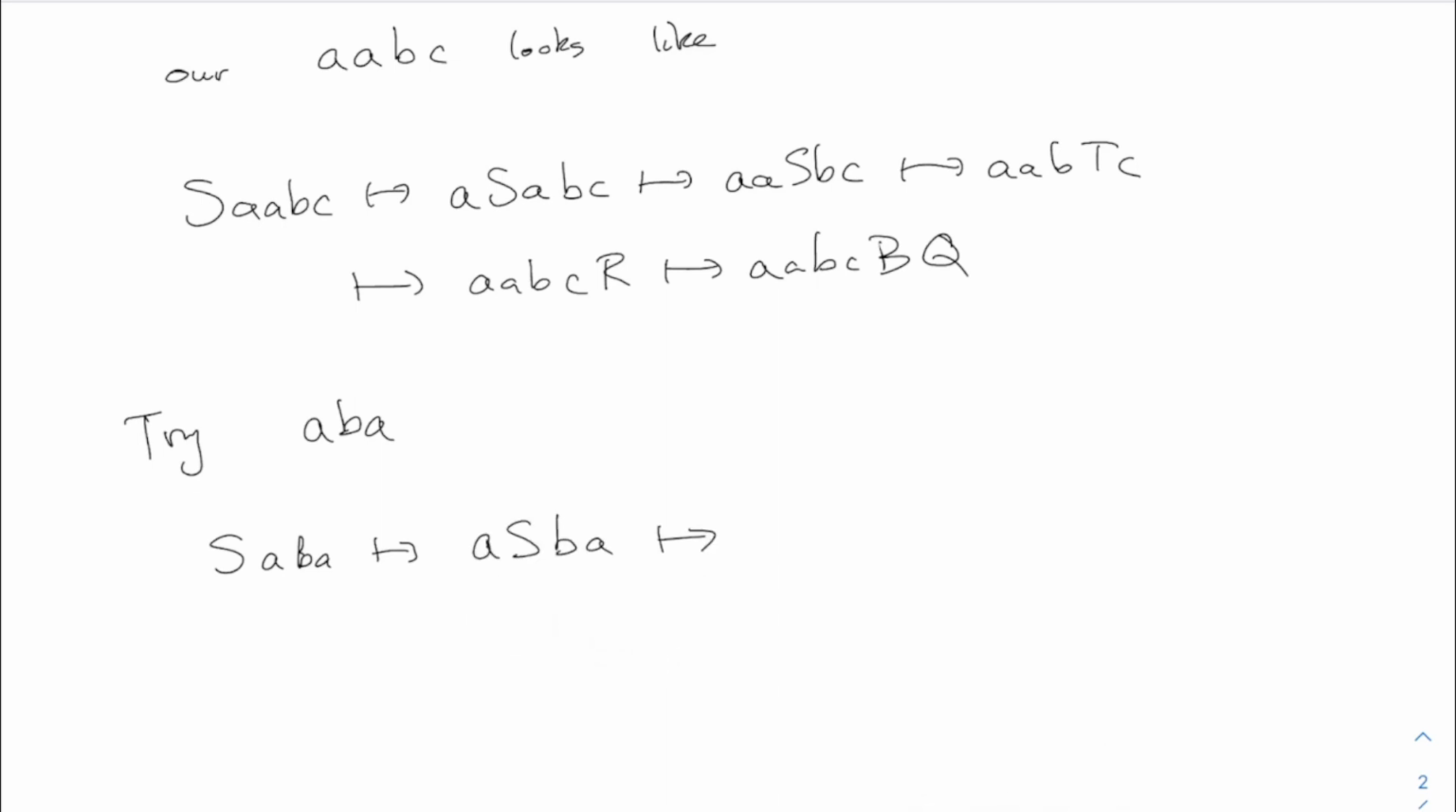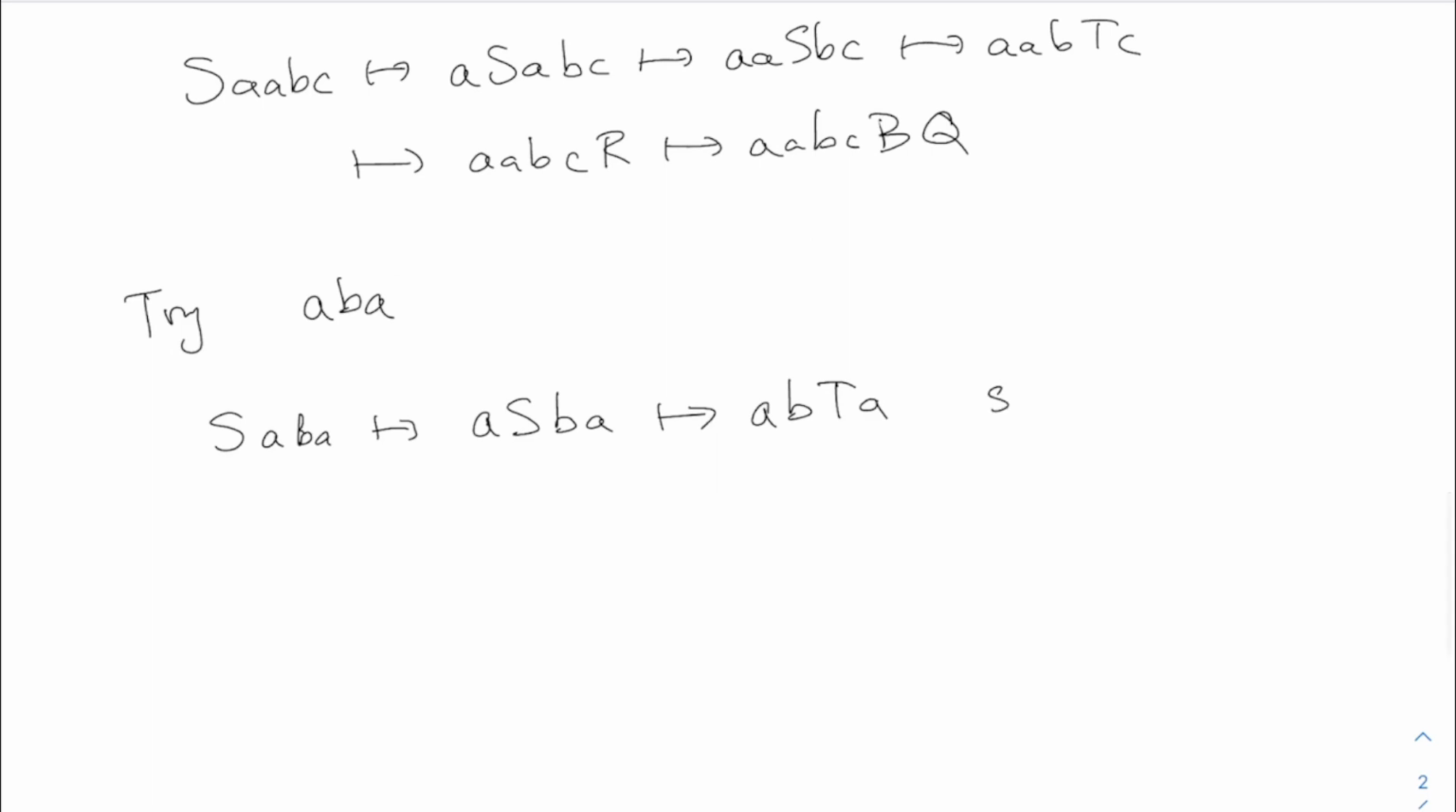And now I'm in state S, and I read a B. It's going to move to the right again and change to state T. So this is A, B, T, A. And now is when we have a problem. In state T, if you look on the diagram, there is no arrow for reading an A from state T. And so this is stuck.